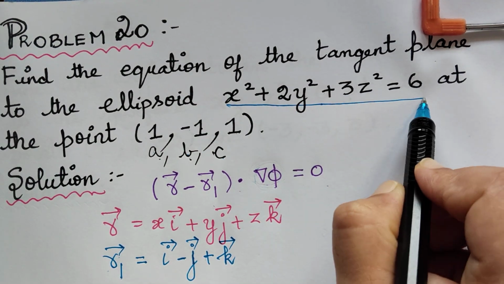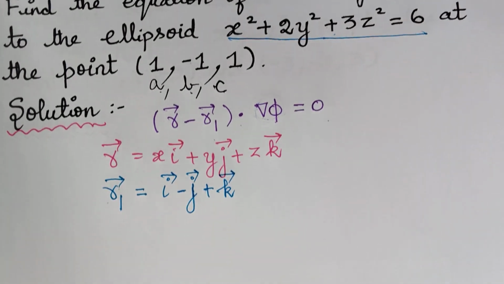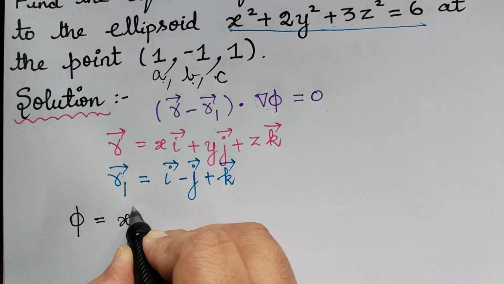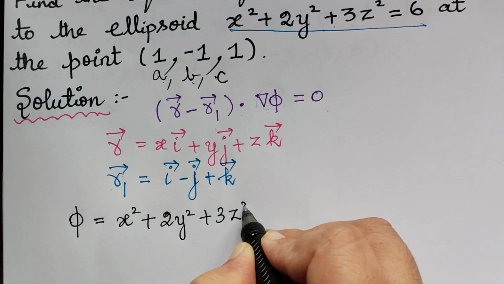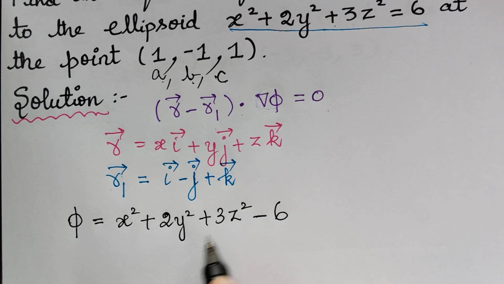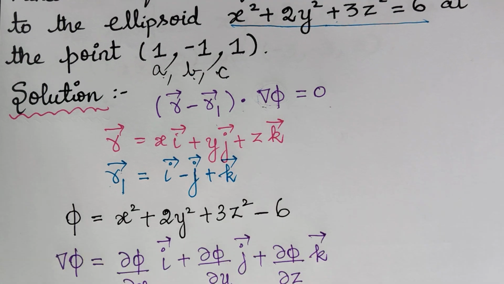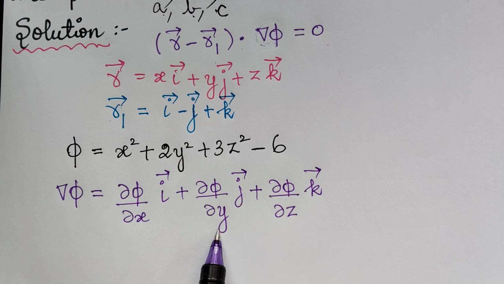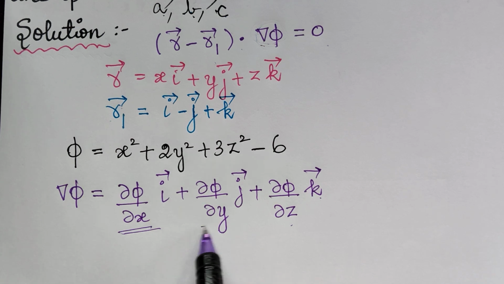So this is the given surface. First we shall rewrite this surface as a function of phi. Therefore we obtain phi to be equal to x square plus 2y square plus 3z square, and bringing the 6 to the left it becomes minus 6. So this is phi. Now using this phi, let us find nabla phi so that we can substitute over here. The nabla phi is given by dou phi by dou x i vector plus dou phi by dou y j vector plus dou phi by dou z k vector. Now we shall substitute each of these over here.